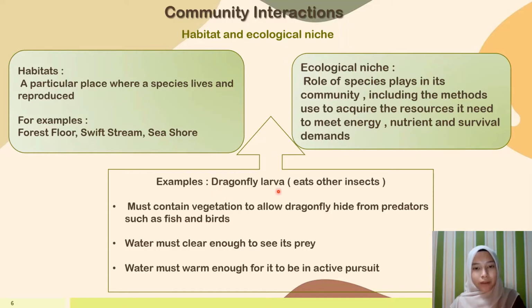For example, dragonfly larvae eat other insects. Their habitat is a pond or lake. First, their habitat must contain vegetation to allow the dragonfly to hide from predators such as fish and birds. Next, the water must be clear enough for the dragonfly larva to be able to see its prey, and warm enough for it to be active. To conclude, every species needs to be in a specific habitat for it to be able to do its niche.